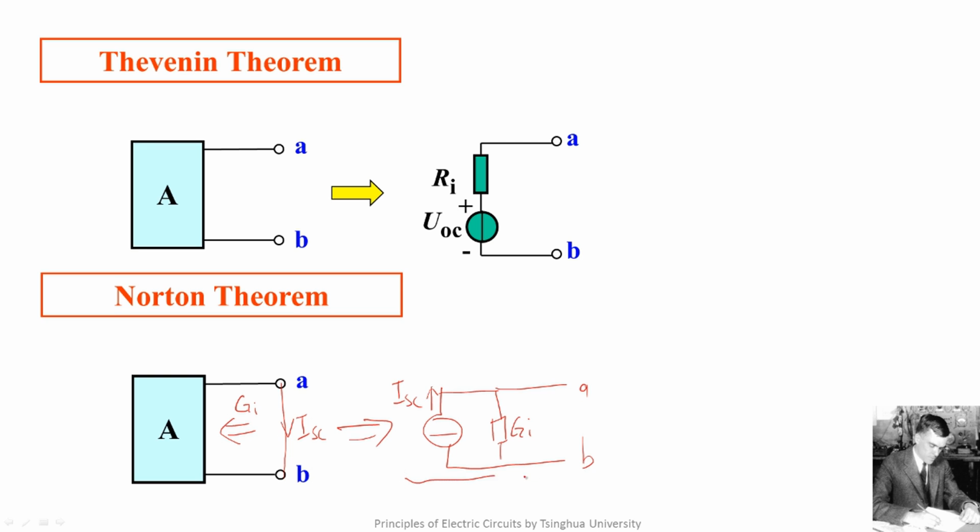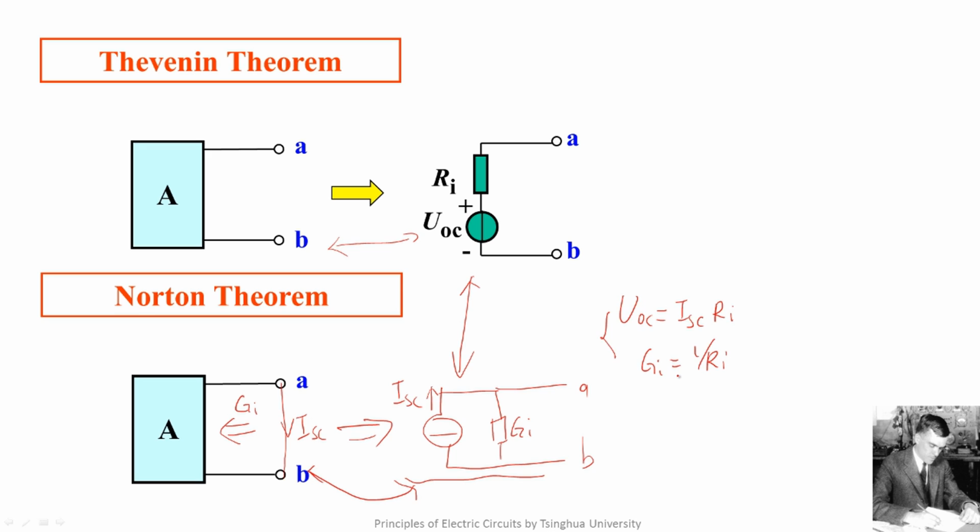The Norton circuit is equivalent to the former circuit, and the Thevenin circuit is equivalent to the former circuit too. Obviously, the Thevenin circuit is equivalent to the Norton circuit. According to the equivalent relationship between the actual voltage sources and the actual current sources, you can see that UOC is equal to ISC times Ri, and Gi is equal to the reciprocal of Ri.